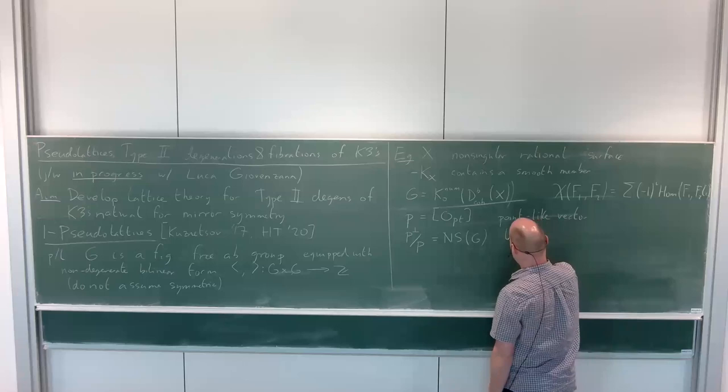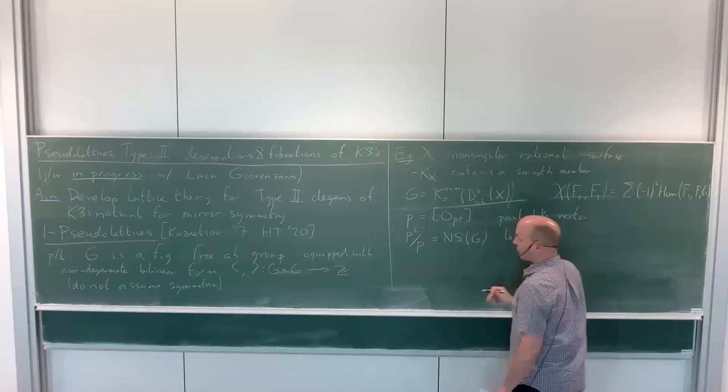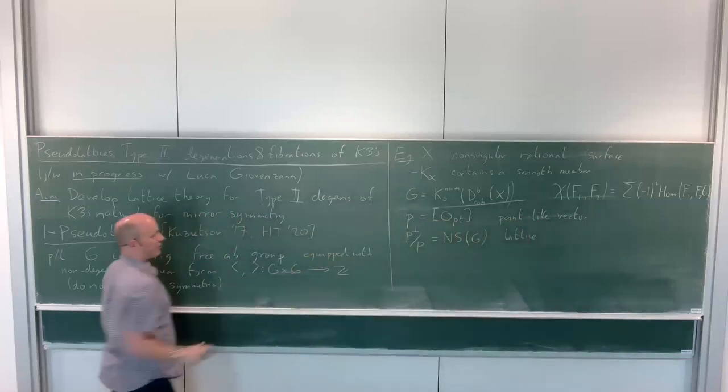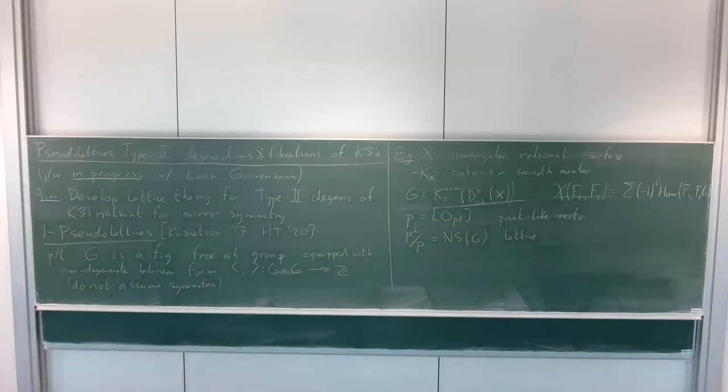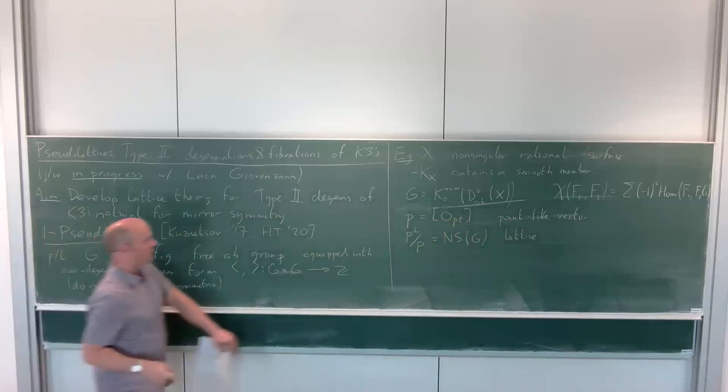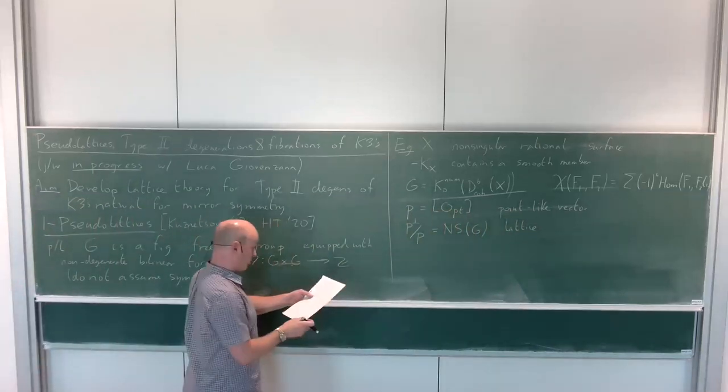This thing is actually a lattice. So the restriction of the bilinear form to this Neron-Severi part of the definition of the point-like vector is that the restriction of the bilinear form to this thing becomes symmetric. So this is actually like a proper lattice and not a pseudolattice.